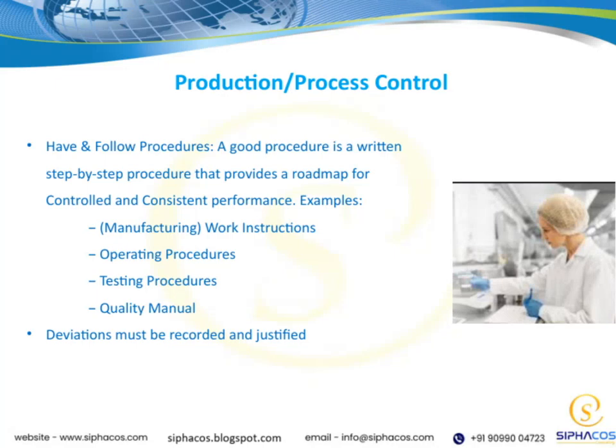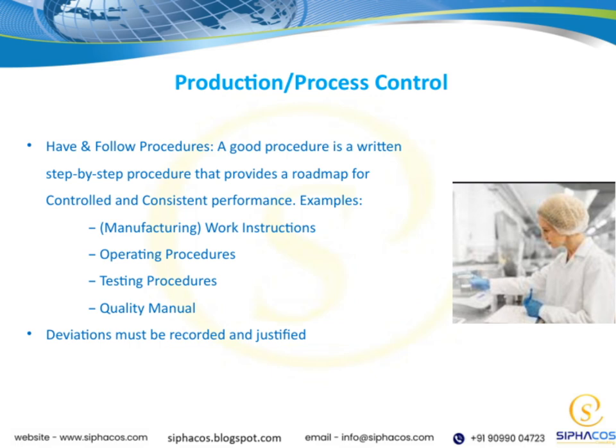Having and following procedures is essential for maintaining control and consistency in our work. A good procedure isn't just a vague guideline. It's a written, step-by-step set of instructions that acts like a roadmap. This helps ensure that everyone knows exactly what to do, how to do it, and when to do it. Examples of these procedures include work instructions in manufacturing, operating procedures, testing procedures, and our quality manual.